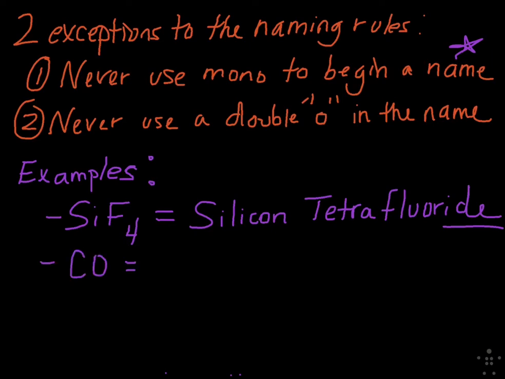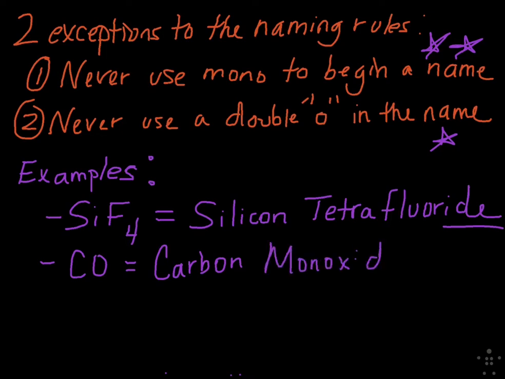My second example here is CO. So for my first element, it's just a single carbon. So I might be tempted to use monocarbon to start the name. But again, because of this exception, I shouldn't. So I'm just going to write carbon. And then it's just a single oxygen, which means I should put monooxide. But I can't do that either because I can't use a double O in the name. So instead of monooxide, I just write monoxide. So those are examples for naming.